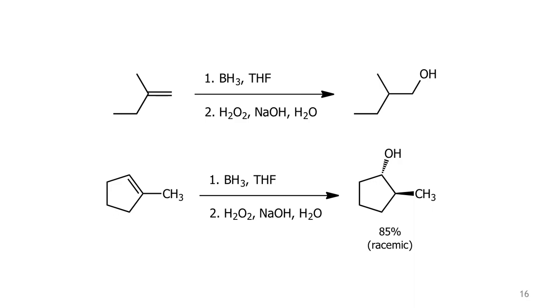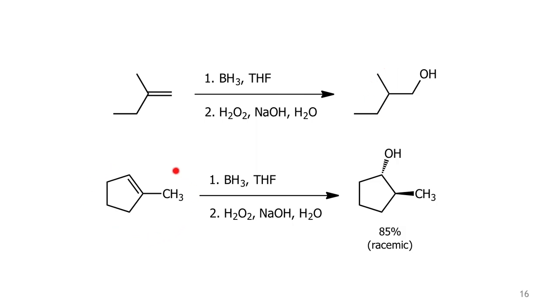So here are two real-world examples of that. And if you want to think about the overall transformation, you would use borane. Typically, it's in some sort of ether solvent. You would treat that then with hydrogen peroxide in base under aqueous conditions. The net result is add hydrogen to the more substituted carbon, hydroxyl group to the less substituted carbon, and we get net anti-Markovnikov addition of water.